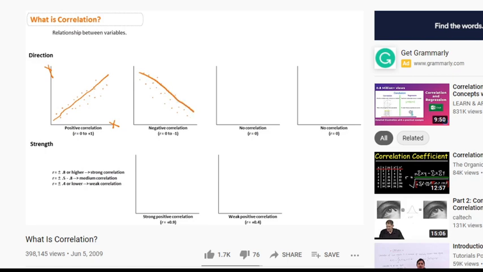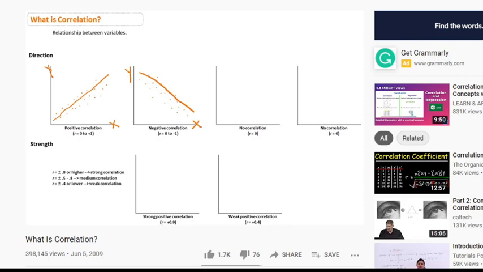Okay. Now, what this means is that as our values for x increase, as we move along the x-axis, our values for y are decreasing. They're going down. So we can see here that our variables are going in opposite directions. As one is increasing, in this case our x value, then y is decreasing.